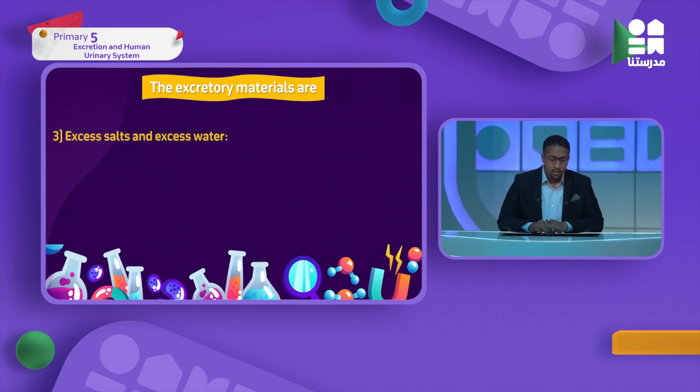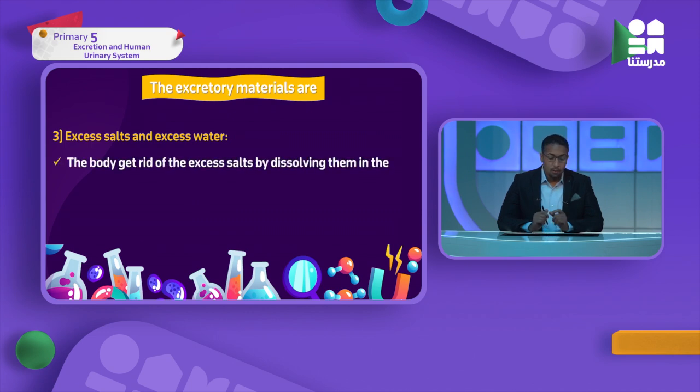Number 3, excess salts and excess water. The body gets rid of excess salts by dissolving them in the excess water. بيدوب الأملاح الزايدة اللي في جسمنا بيدوبها في المية الزايدة. طب بعد كده بيتخلص منها as a liquid material which is called urine.